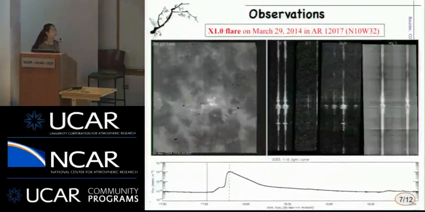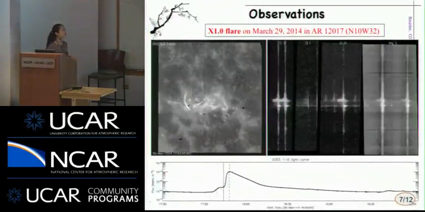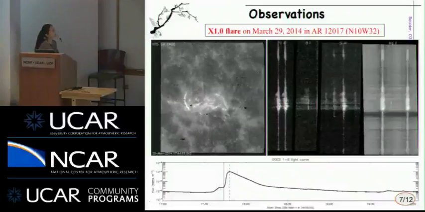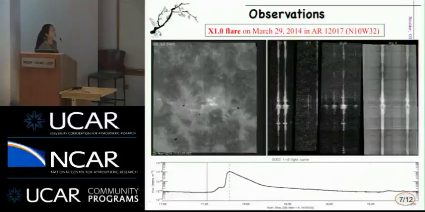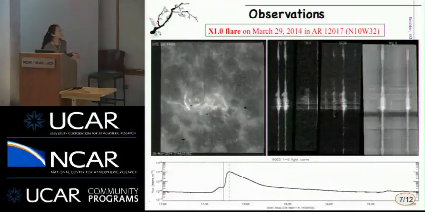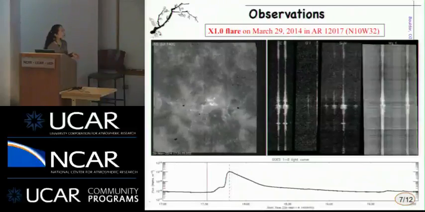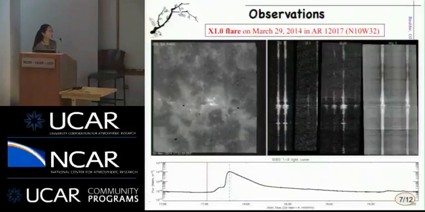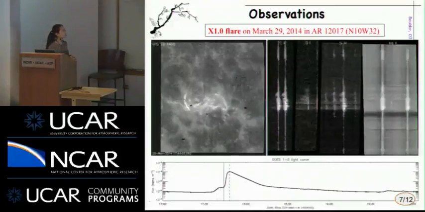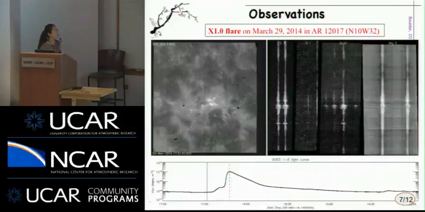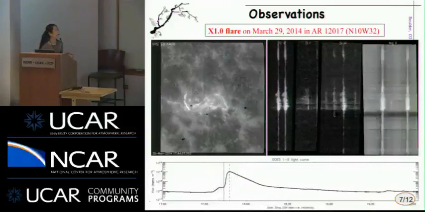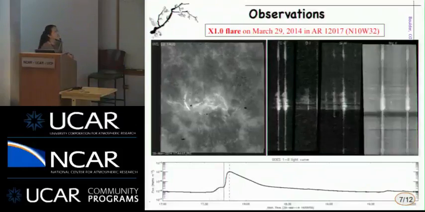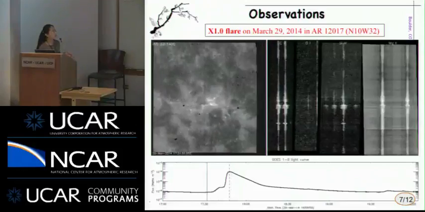Let's look at the IRIS observations of the X1 flare we analyzed. This is a slit jaw image, and along the IRIS slit, we have spectra, shown here from 4 different spectral windows. At the bottom is a GOES soft X-ray light curve. From slit jaw images, we can clearly see the two flare ribbons, and they are separating from each other as time evolves. The spectra also show some obvious features at the flare ribbon.